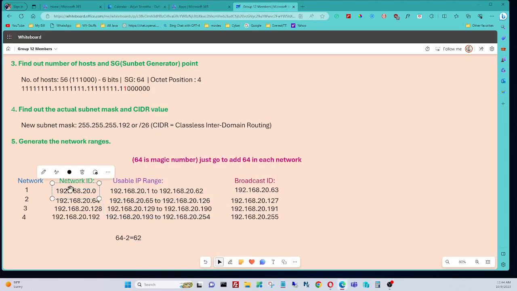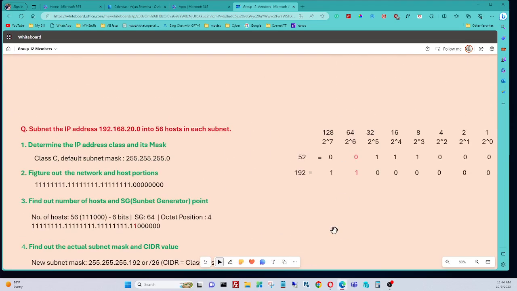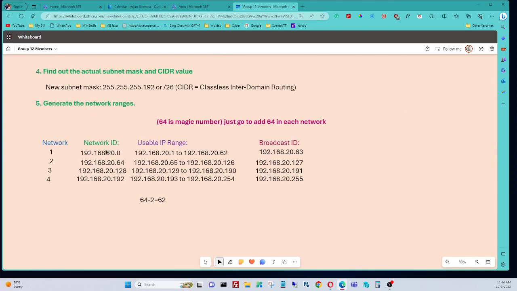And this is our IP, right? So I always use this first IP. This is our network ID, our network address, right? So this is our first network ID, our network address for the first network, right? And here is the broadcast.